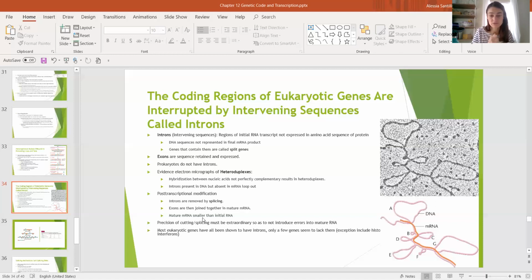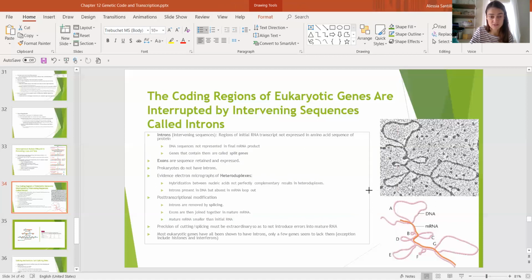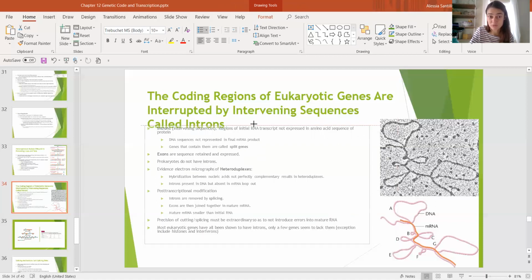Most eukaryotic genes have introns, only a few genes lack them. Exceptions include histones and interferons. So if only I had read here, that would have made it a lot better, and I wouldn't have had to rely on my terrible memory.